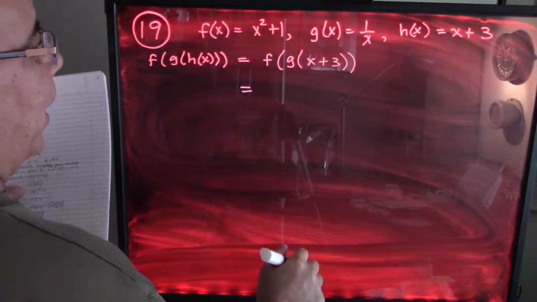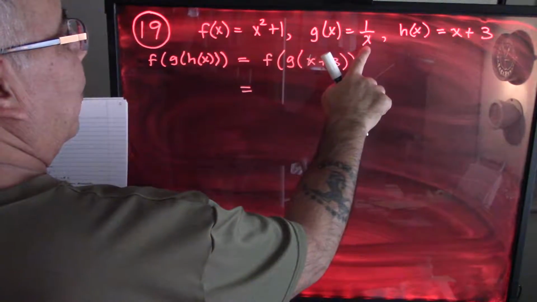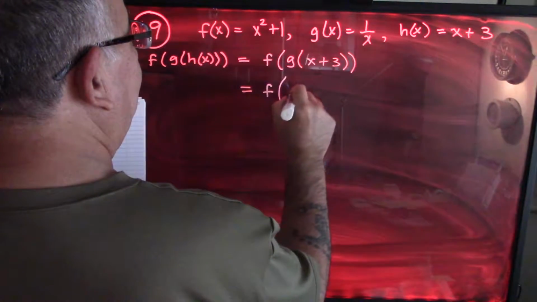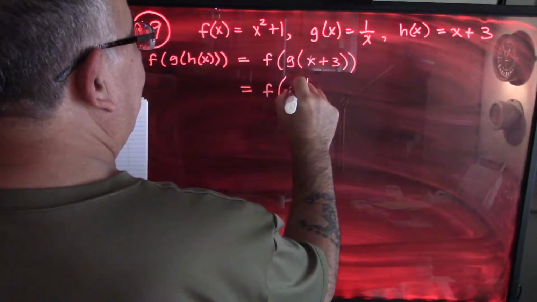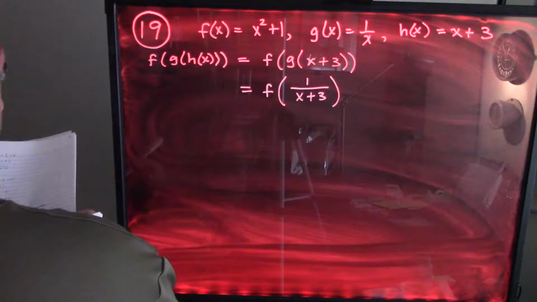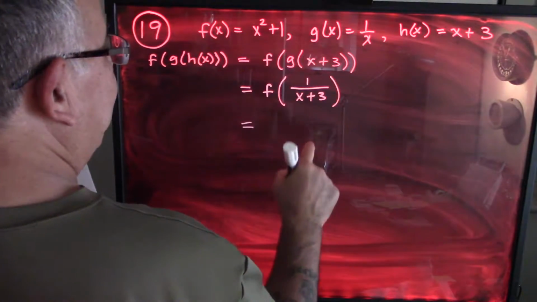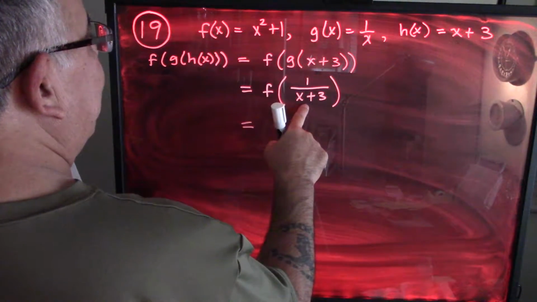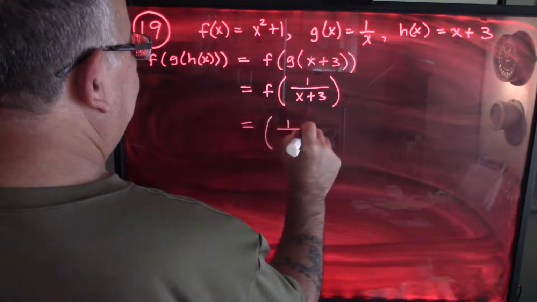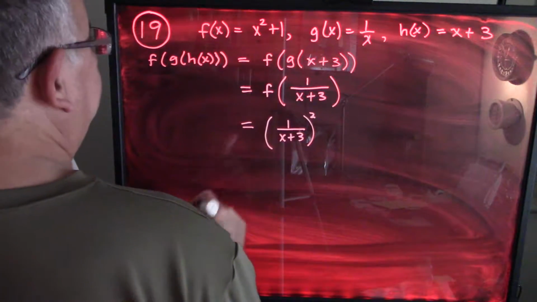Now what is g of x plus 3? Can we do this in our head? Yeah, that's not too bad. You take the x plus 3 and put it into the function g, so 1 over x plus 3. Pretty easy. So f of 1 over x plus 3. Now it's becoming more like a regular composition problem. You take 1 over x plus 3 and put it into f, so you've got 1 over x plus 3 quantity squared, and then the plus 1.